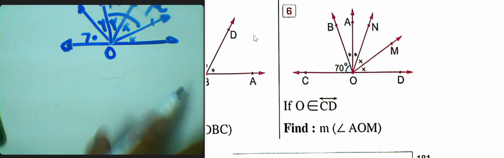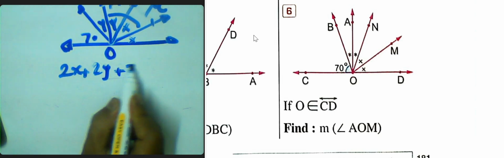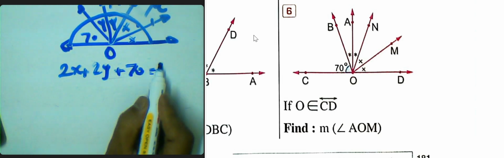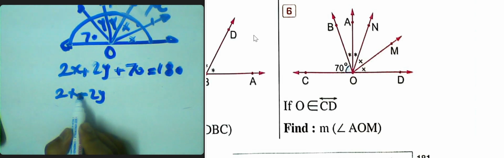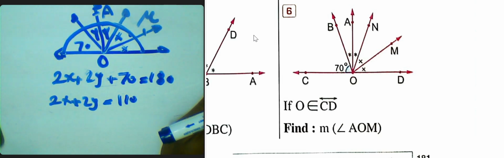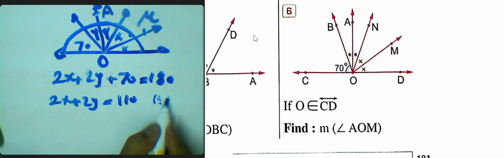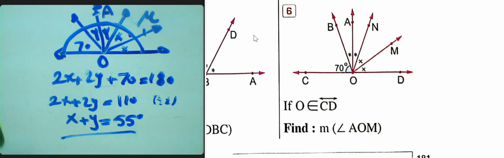This angle. You want X plus Y. We know X plus X will be 2X, and Y plus Y is 2Y, plus 70. The sum of all of them equals 180 degrees. Then 2X plus 2Y equals 180 subtracted by 70, which equals 110. Then we can divide it by 2. Then X plus Y equals 55 degrees. Then the measure of angle AOM, this angle, equals 55 degrees.